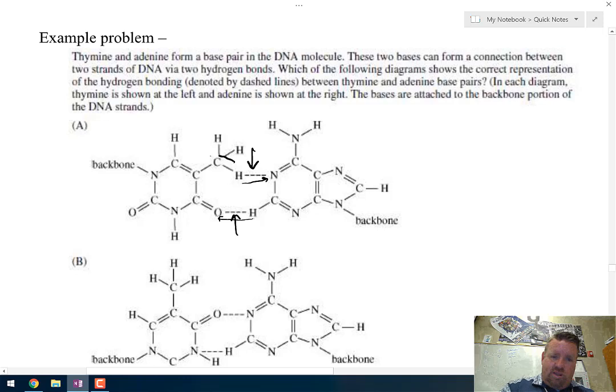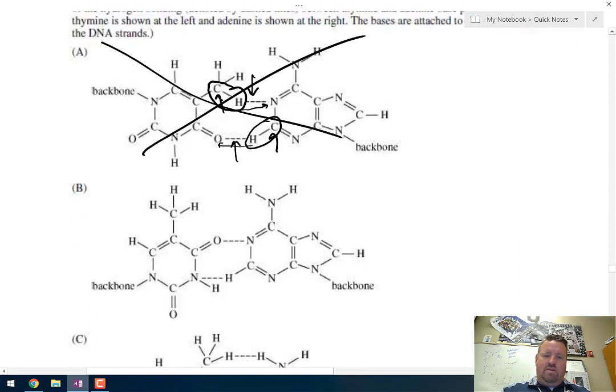So notice that the covalent bond is between hydrogen and carbon. Even though the hydrogen is attracted to an N, an O, or an F in another molecule, that still can't be hydrogen bonding because the hydrogen itself is not bonded to an N, an O, or an F. So A cannot be correct.